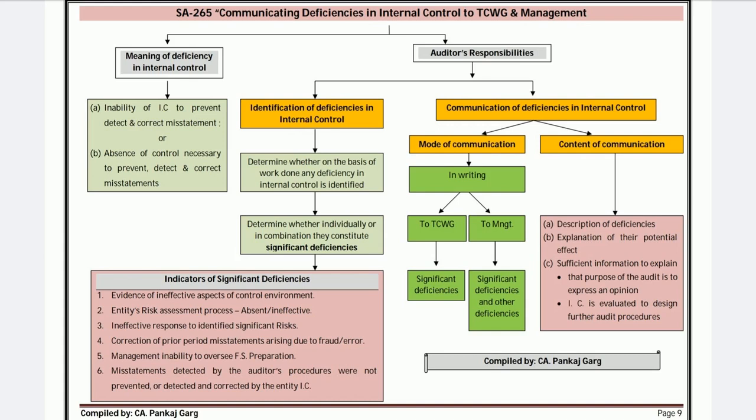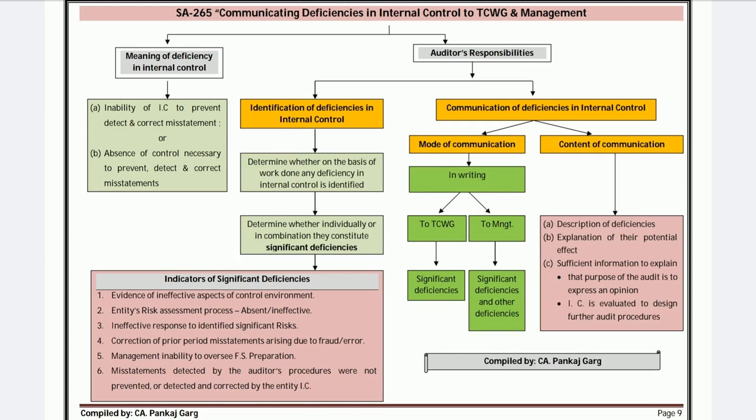So what is the meaning of deficiencies in internal control? Inability of IC to prevent, detect and correct misstatements, or absence of control necessary to prevent, detect and correct misstatements are known as deficiencies in internal control.